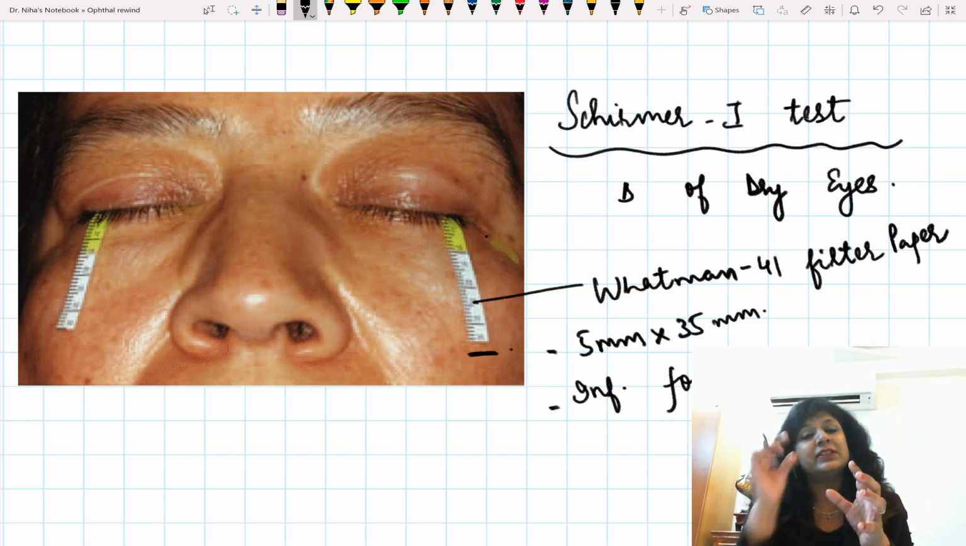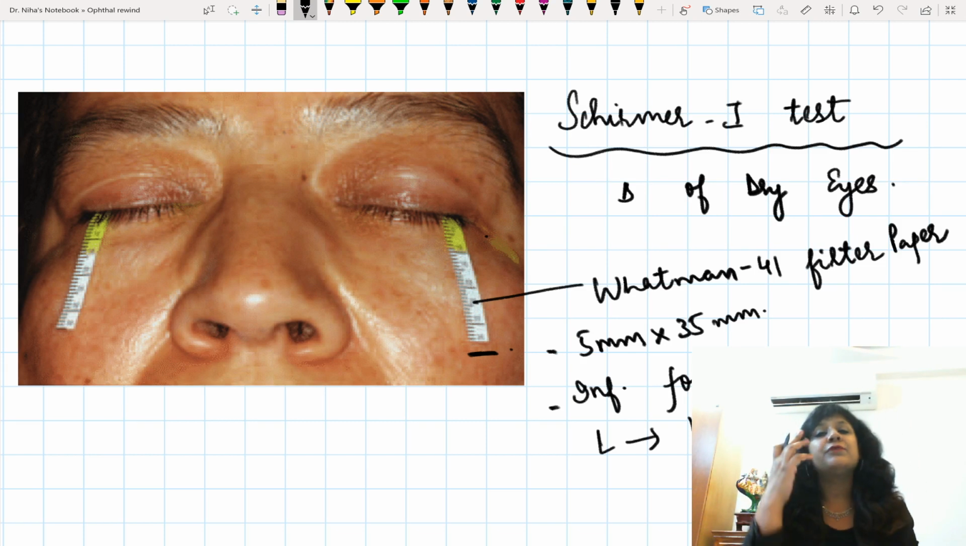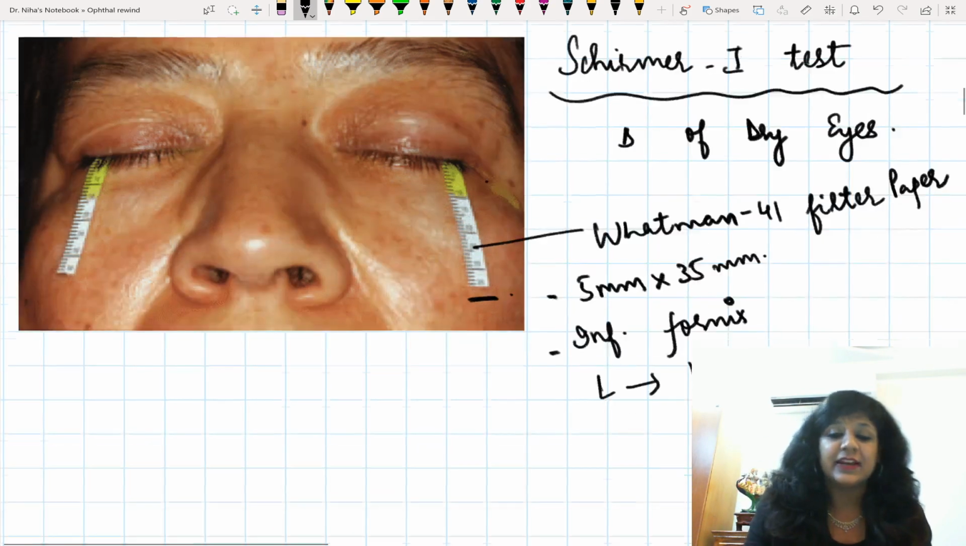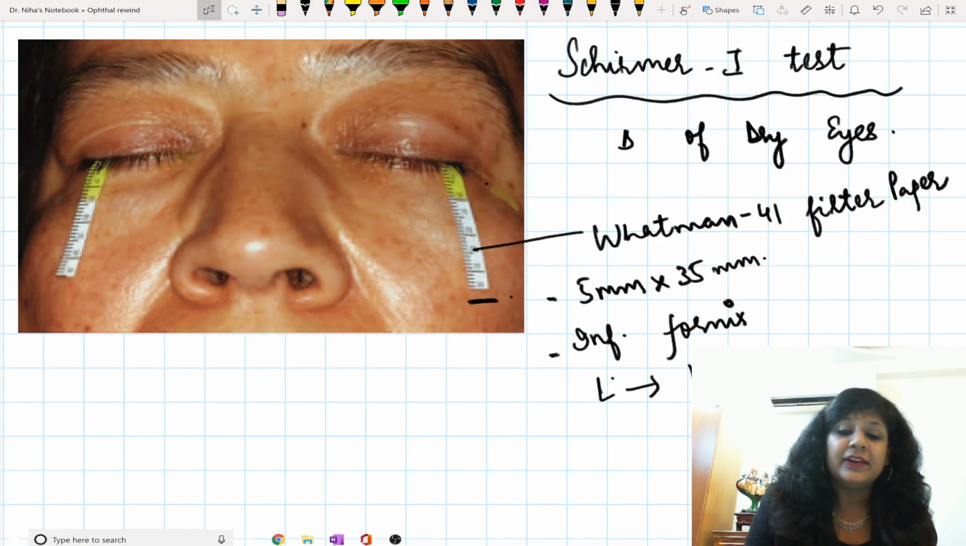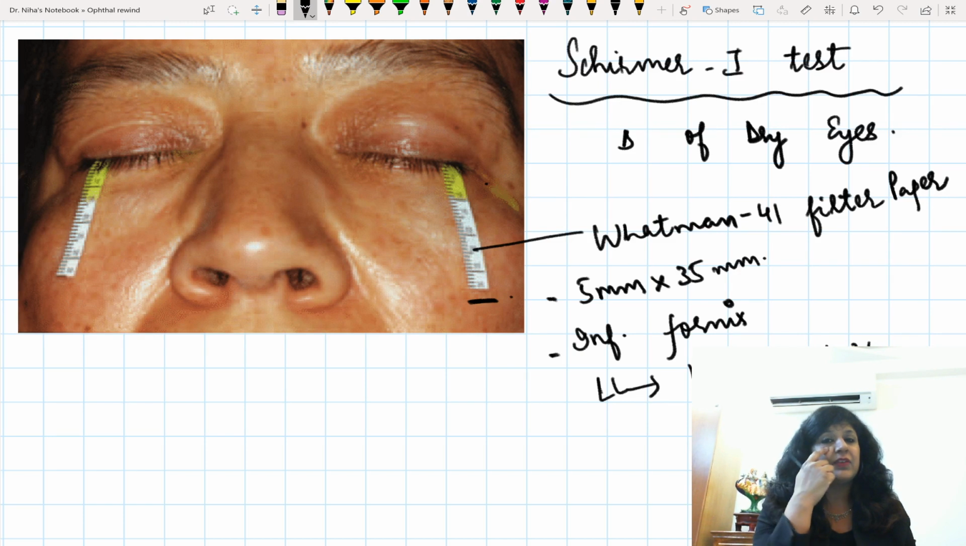Whenever we are inserting any strip on the lower side, it is L for L. Means if you are inserting in the lower lid, it is always towards the lateral side. So in the lower lid, we are inserting it at the junction of the lateral 1/3 and the medial 2/3. We are using this Whatman filter paper.